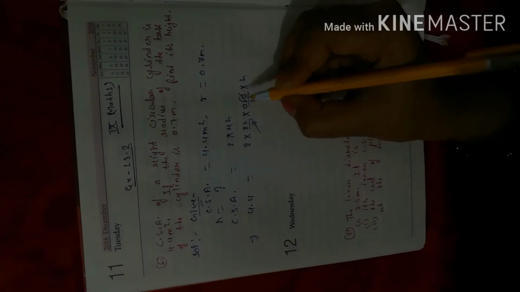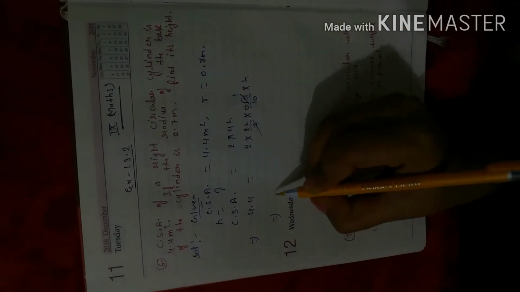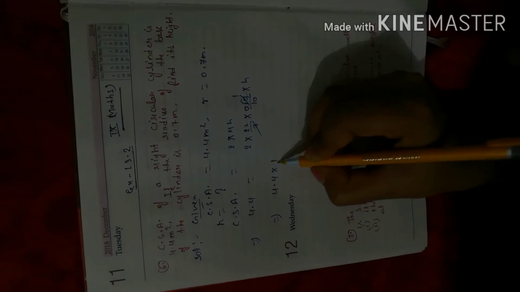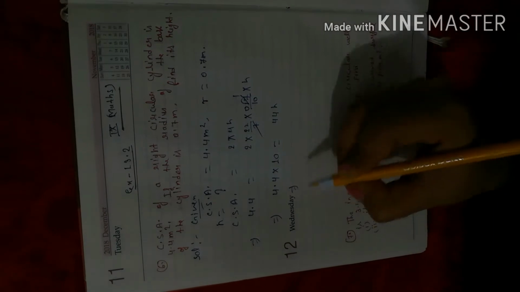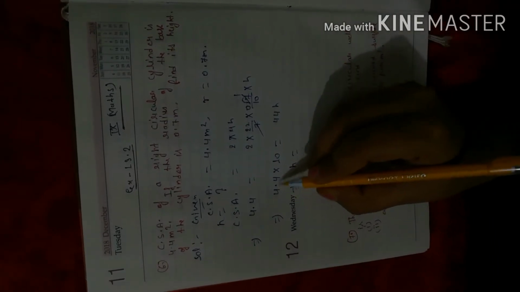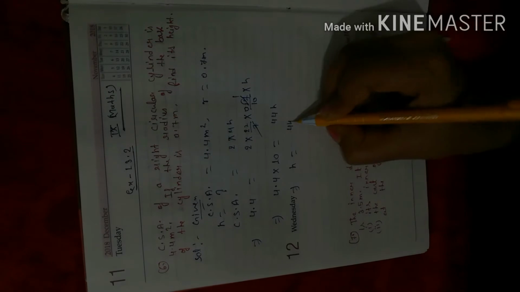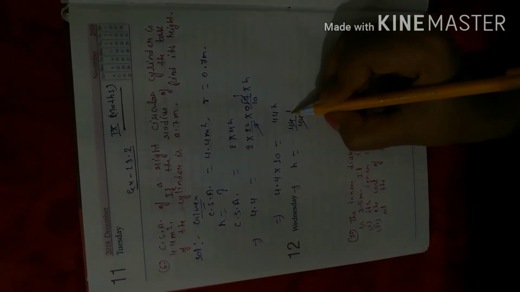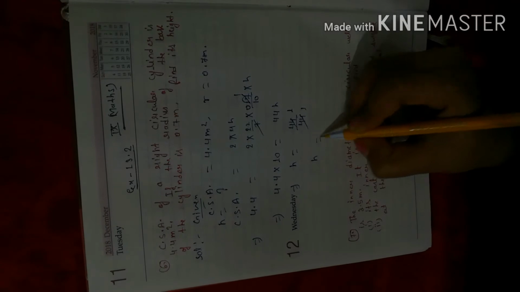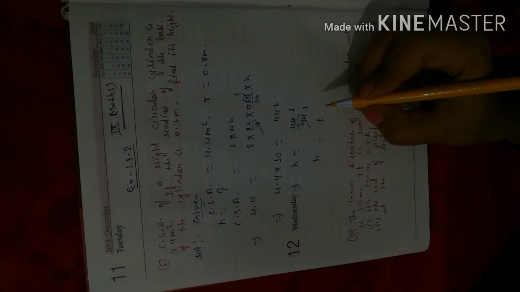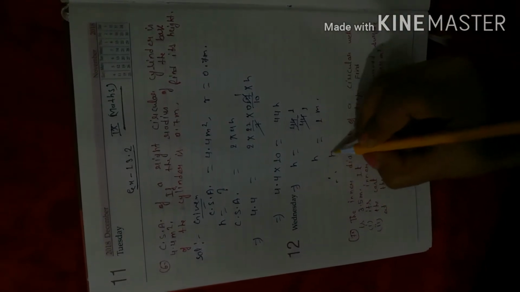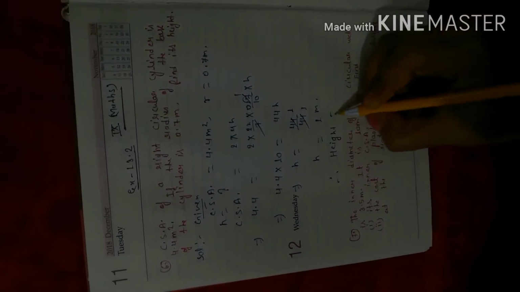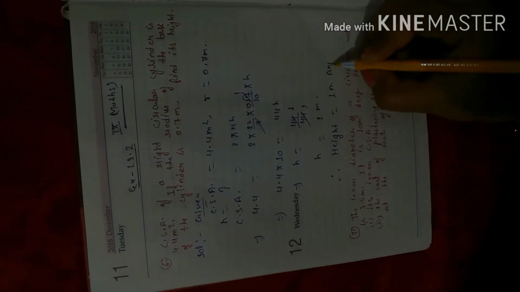This 7 will be cancelled. Now we will do cross multiplication. 4.4 into 10 equal to 22 into 2 is 44 h. This implies h equal to 4.4 into 10, equal to 44 upon 44. If we cut it, then we will get h equal to 1 meter. Therefore, we can write height equal to 1 meter. It is our required answer. In this way, we have completed our question number 6.